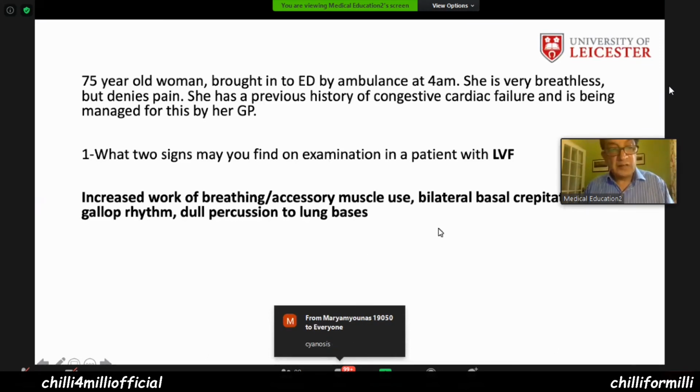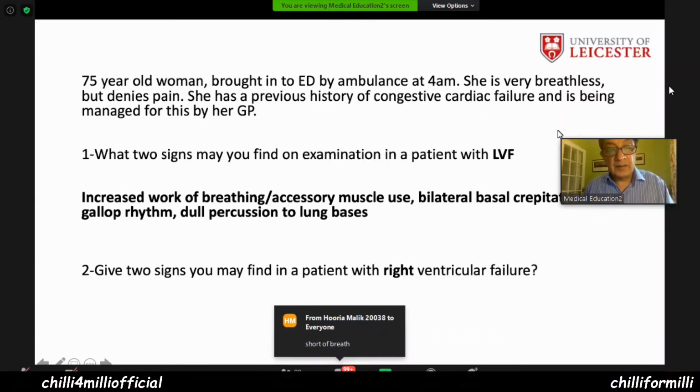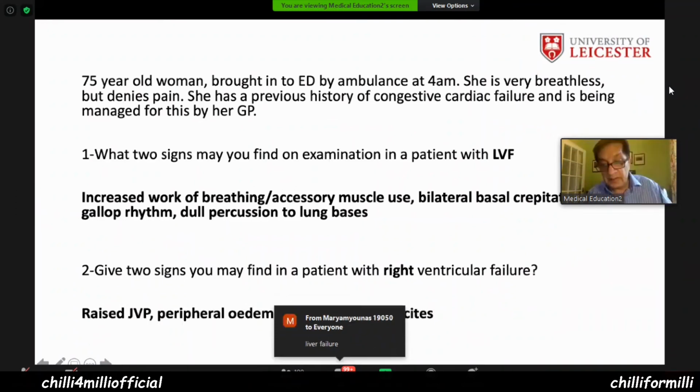Give two signs that you might find in a patient with right ventricular failure. That is your raised JVP, peripheral edema, and ascites and hepatomegaly, maybe, depending.